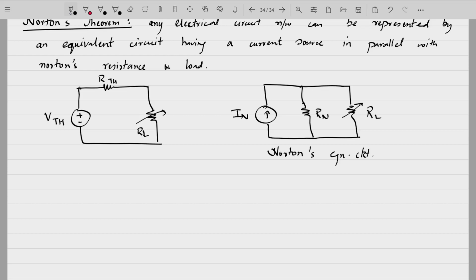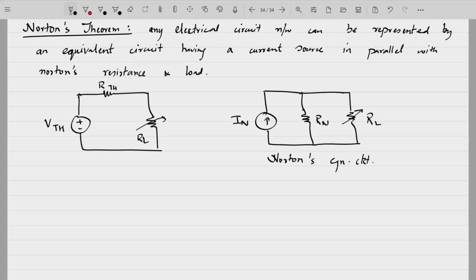So जहाँ पे आपको लगे, wherever you can find that solving the circuit will be much easier using a current source, or your requirement of knowledge of current is much easier to find using a Norton's equivalent circuit. Simply by using a current divider law, you can find out the value of current across this load resistance. So there you can use the Norton's equivalent circuit. It is similar to the Thevenin's equivalent circuit.